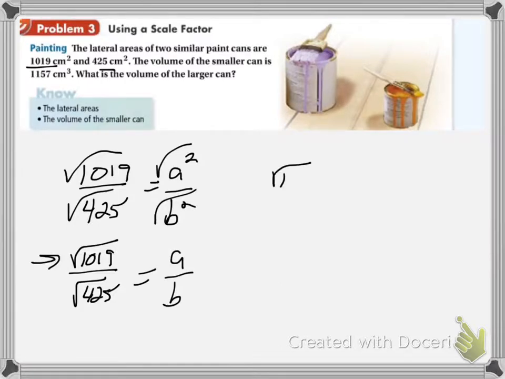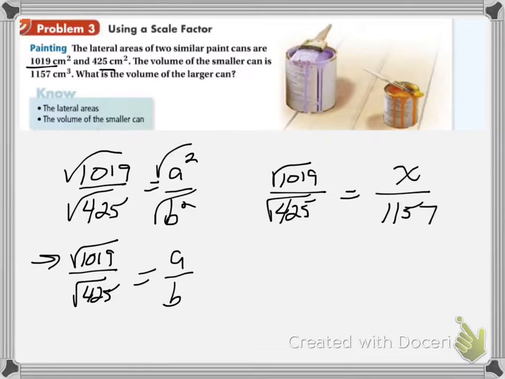So the square root of 1019 over 425 square root equals, and they give me the volume of the smaller can. Well, square root of 425 is smaller, so that's going to be 1157. We want to know the volume of the larger can, x. Okay, now we know in order to do this, I've got to go ahead and cube it because we're talking about scale factors and volume. So we're going to cube that over here, and that's what you do.